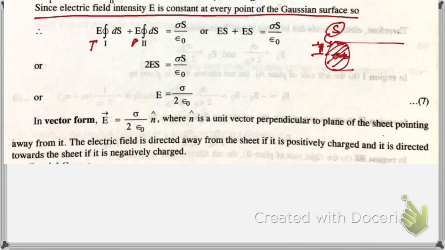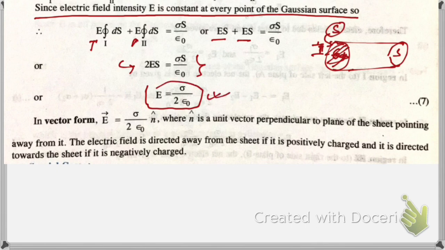So here you can see ES, here also we have ES, because both ends are of equal area S. So that's why 2ES gives this result, so E will be equal to sigma by 2 epsilon naught. So this is the electric field at a point due to an infinite plane sheet of charge density sigma. So I hope you have understood.